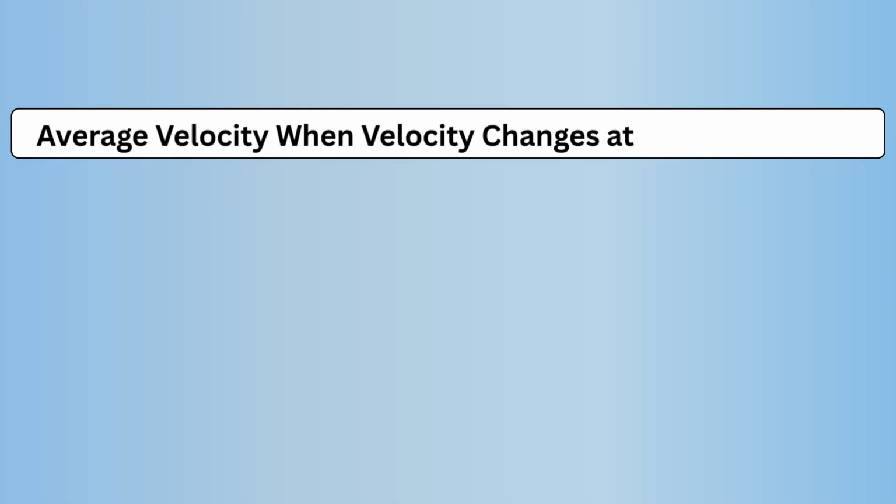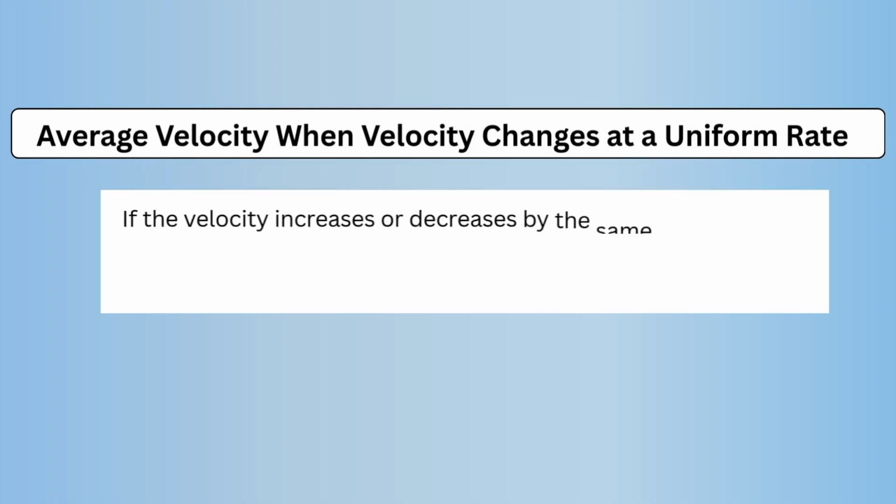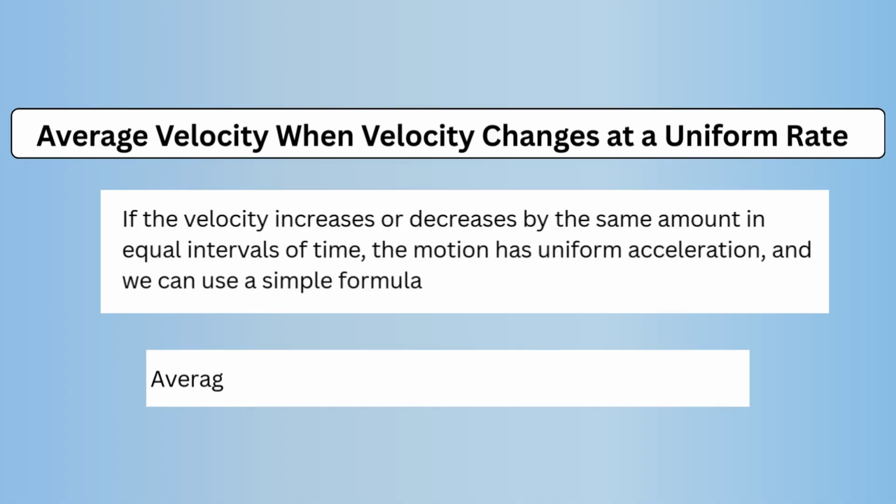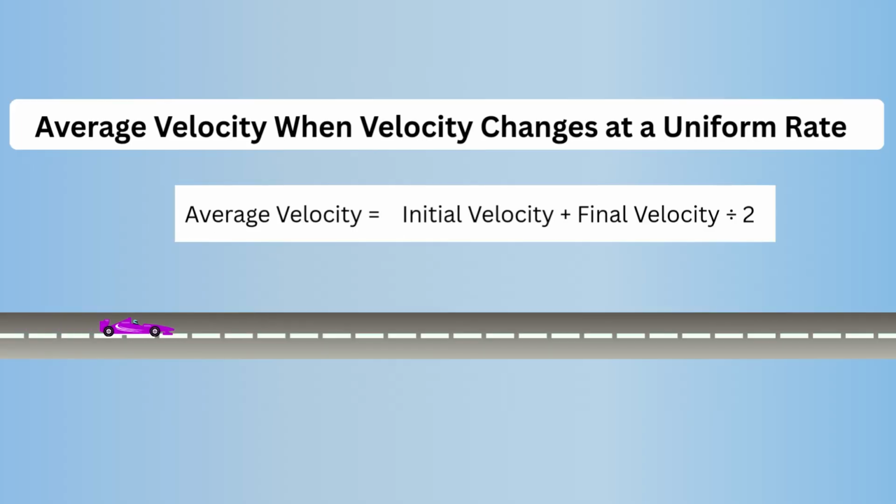Now let's explore another important idea: average velocity when the velocity of an object changes at a uniform rate. If the velocity increases or decreases by the same amount in equal intervals of time, the motion has uniform acceleration, and we can use a simple formula. Average velocity equals initial velocity plus final velocity divided by 2. This formula works only when the change in velocity is uniform. Let's look at an example.